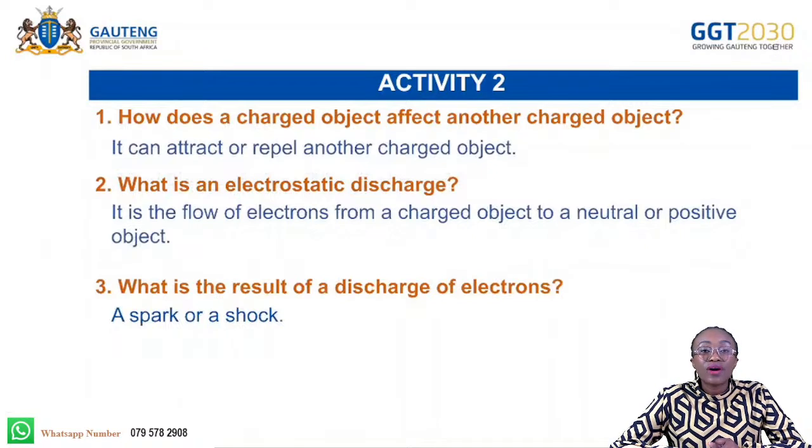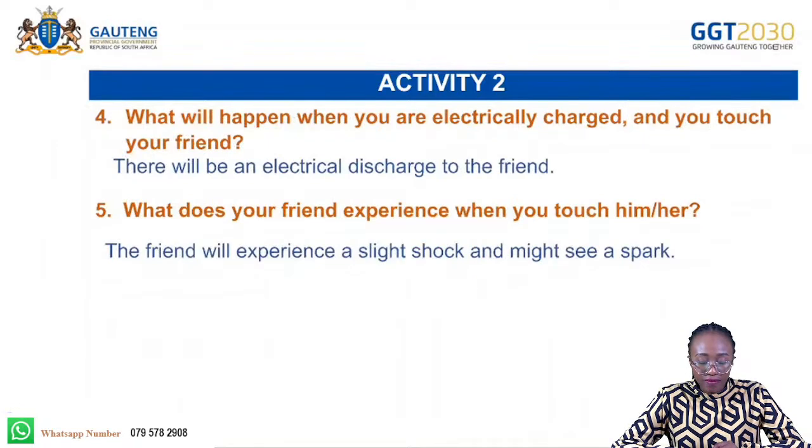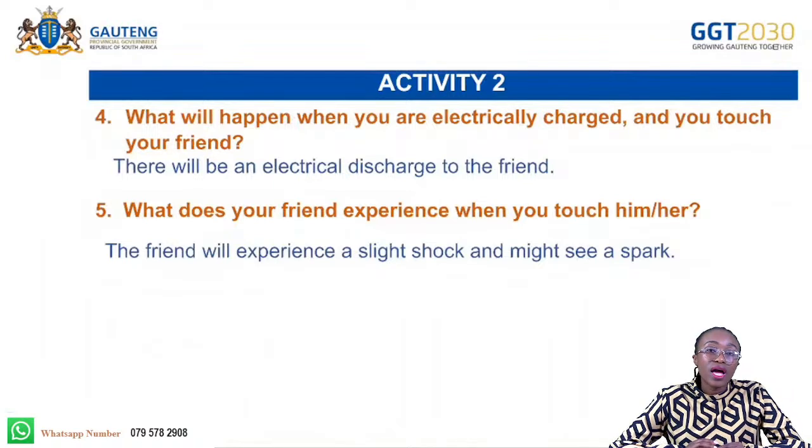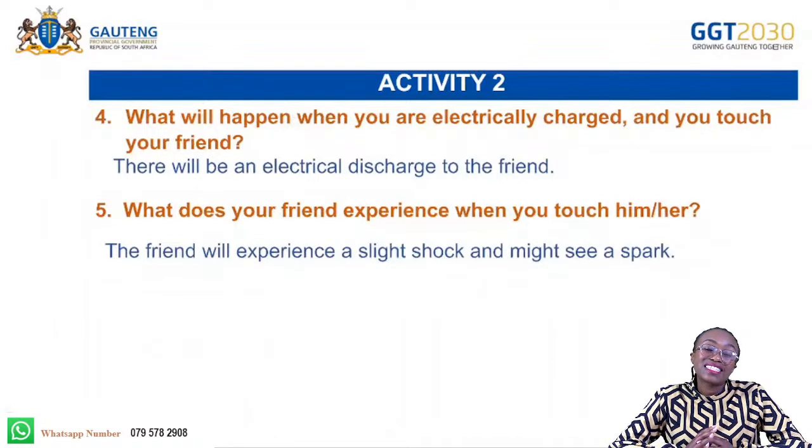Welcome back, learners. Now let's answer question 4 and question 5. Question 4. What will happen when you are electrically charged and you touch your friend? What will happen is there will be an electrical discharge to the friend. So the friend might see a spark, as if you're in the dark, and they can feel a slight shock. Number 5. What does your friend experience? The friend will experience a slight shock and might see a spark.